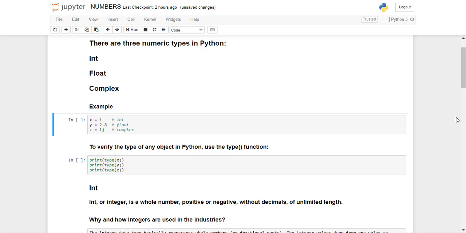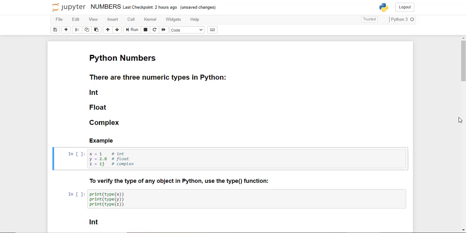Hello and welcome to the session on numeric types in Python. There are three kinds: int, float and complex. Let's see how they work.